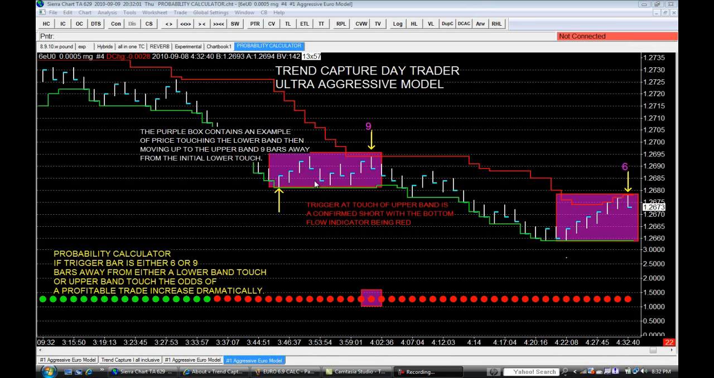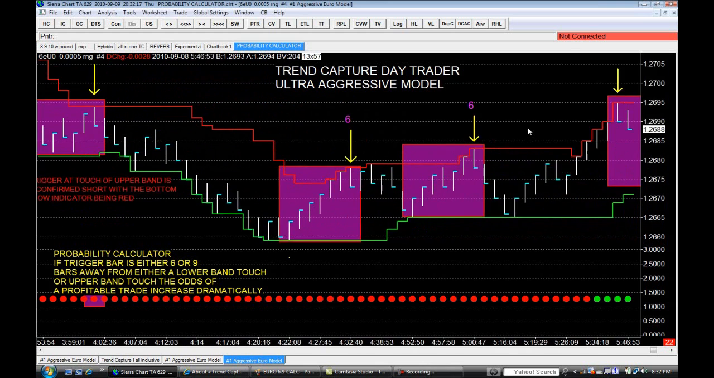So here's a situation right here. As you can see, this was 9 bars from the touch of the bottom to the trigger bar, and you can see it was a very, very good trade. Very nice short trade.